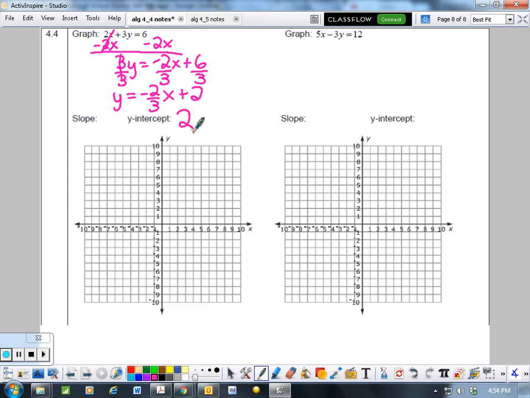So my y-intercept is 2, so I go to the y-axis at 2. And then my slope is negative 2 over 3, which means I go down 2, right 3. Down 2, right 3. Then up 2, left 3, and up 2, left 3 in the other direction. And that gives us our line.